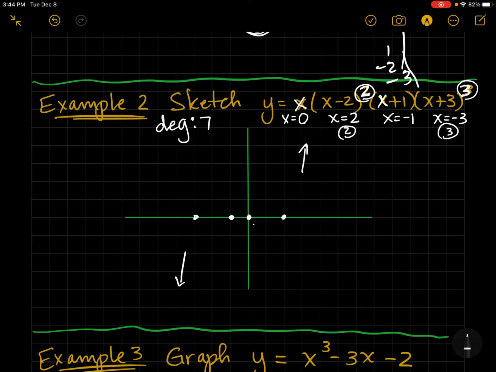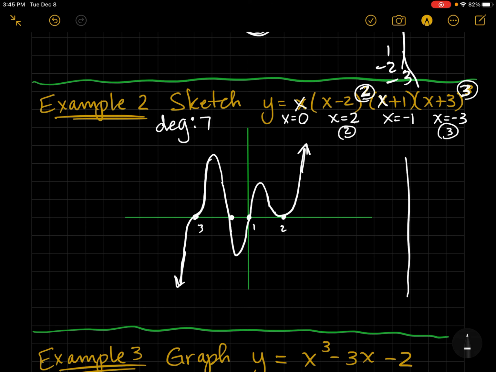Let me figure out my multiplicity. 0 has multiplicity 1. 2 has multiplicity 2. Negative 1 has multiplicity 1. And negative 3 has multiplicity 3. So I'm going to start over here on the right. Multiplicity 2 means kiss and turn around. Now we don't know how high up we're going. Multiplicity 1 means just pass through. So pass through, pass through. But multiplicity 3 means come in like a parabola and leave out like a parabola. Okay, that's a rough sketch just to get us started.